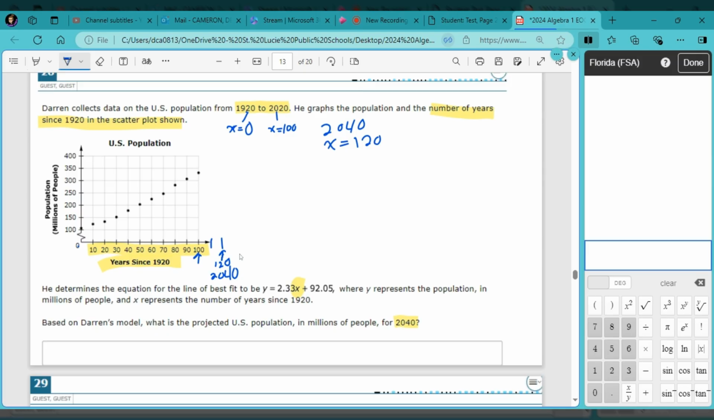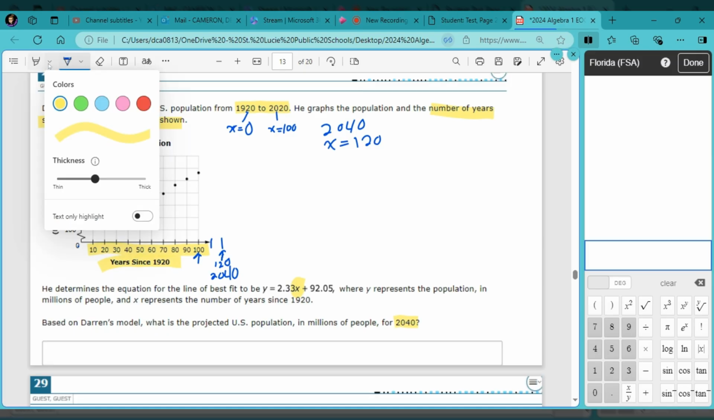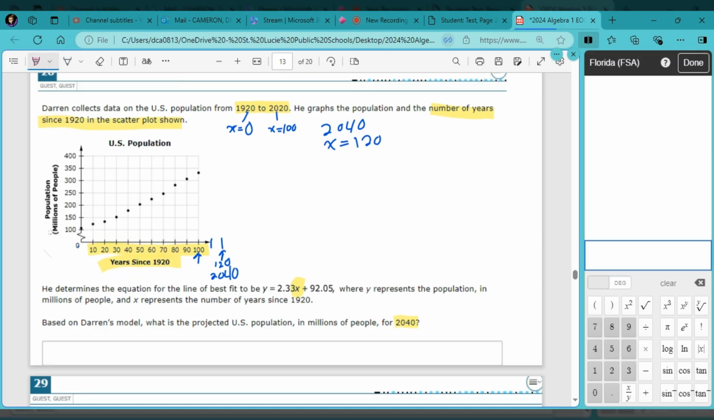So now that we know what X needs to be, we can use the equation that they gave us in the word problem and just plug it in. What is the projected population in millions of people? Population in millions of people, excuse me, I apologize. Our population in millions of people is our Y. That's what y is. So our answer is going to be, what is y when x is 120?